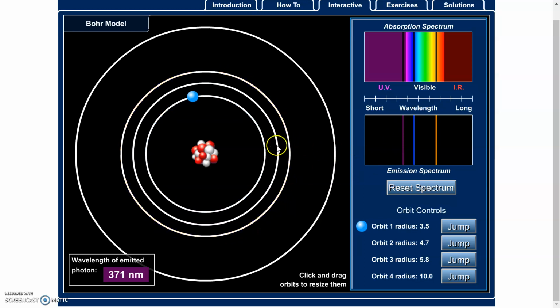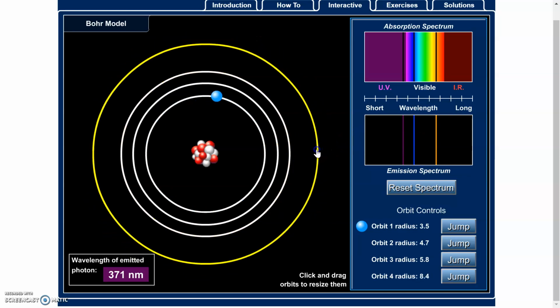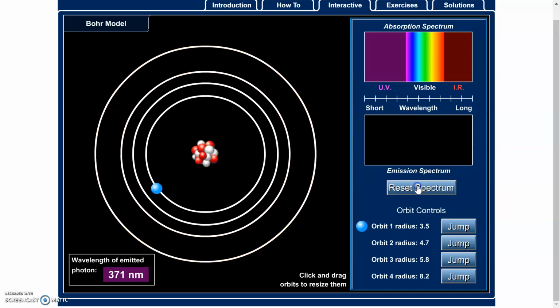So remember, to get from the 1st to the 2nd, it took a yellow or orange wavelength. To get from the 1st to the 3rd, it was blue, and 1st to the 4th, let's make this one a little smaller too, was ultraviolet. Let's reset this. Now what do you think it's going to take here to go from first to second?